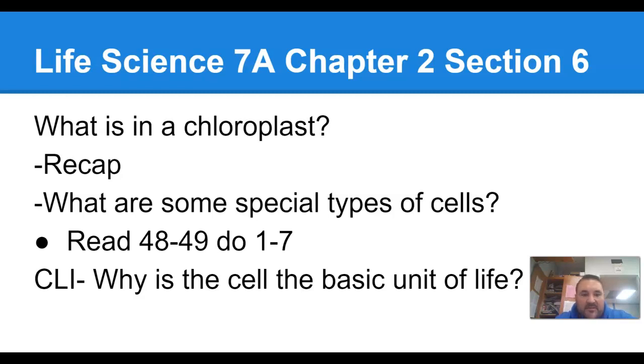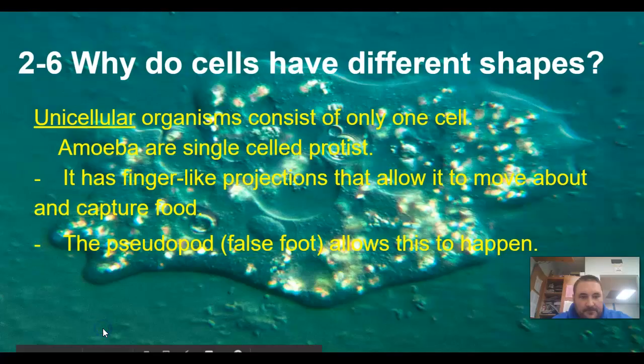A chloroplast is a structure within a plant cell that is filled with chlorophyll and allows the plant to produce food by photosynthesis. Today we're going to move ahead and talk about some special types of cells and how some unicellular organisms do their thing and how some specialized cells do their thing. You'll have some review and we'll get to that here in a minute.